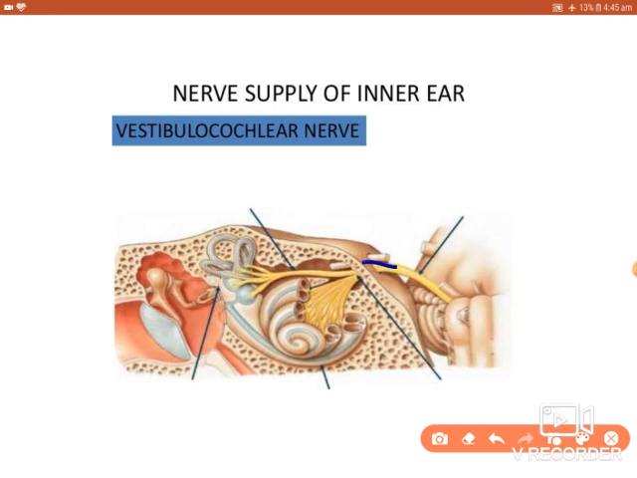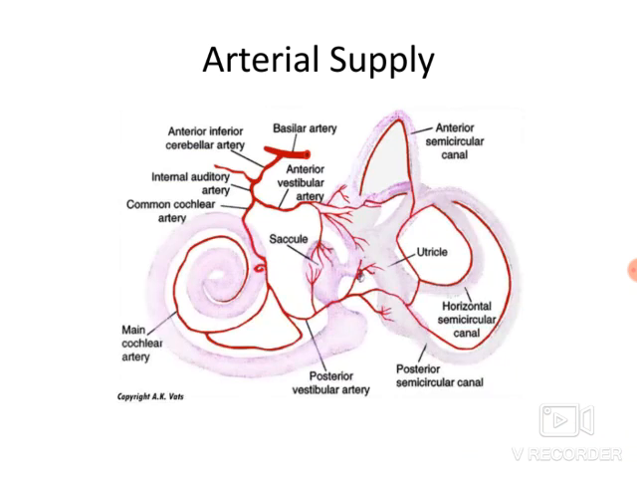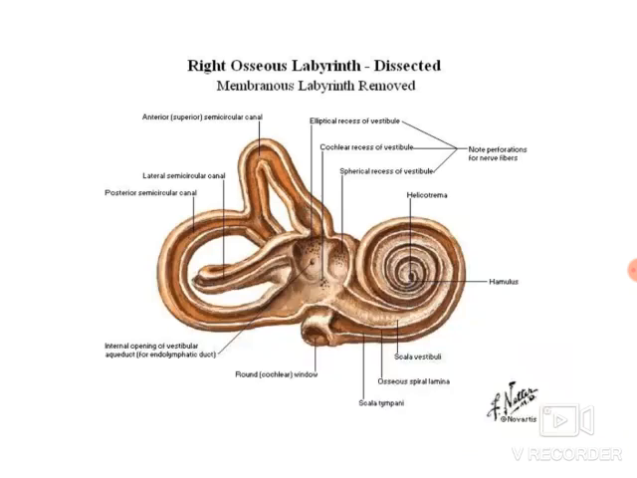You can see here this is the internal acoustic meatus. Through this the vestibulocochlear nerve enters the inner ear and divides into a cochlear branch and a vestibular branch. The vestibular nerve is responsible for balance, and the cochlear branch is responsible for hearing. So that's about the inner ear.